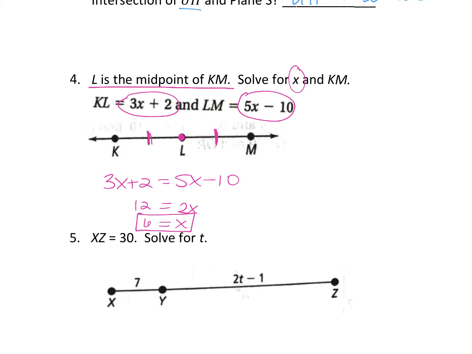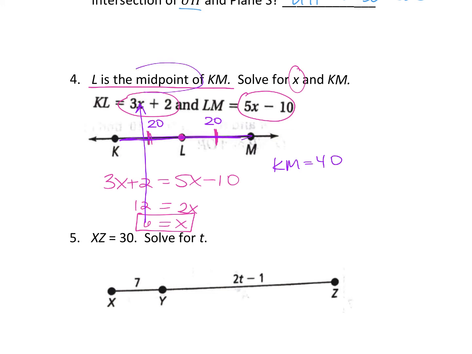You just solve for one side and then you know what equals the other one. It would be 40, yeah. Plug in 6 right here. That's 18 plus 2 is 20. That means this one's 20 also. So KM, that full length, is 40.